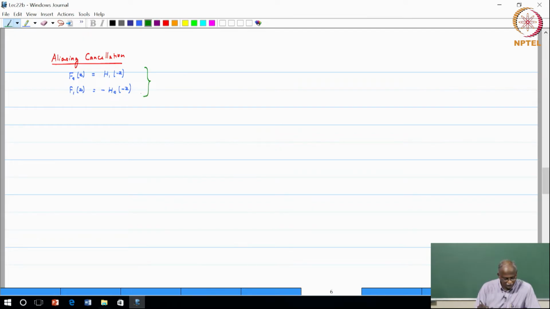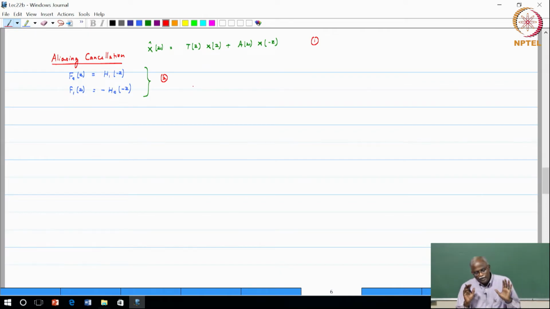This is an important condition, and if you want to keep a reference, the overall equation is X naught of z equal to T of z times X of z plus A of z times X of minus z. Let me call this equation 1, and this is equation 2.